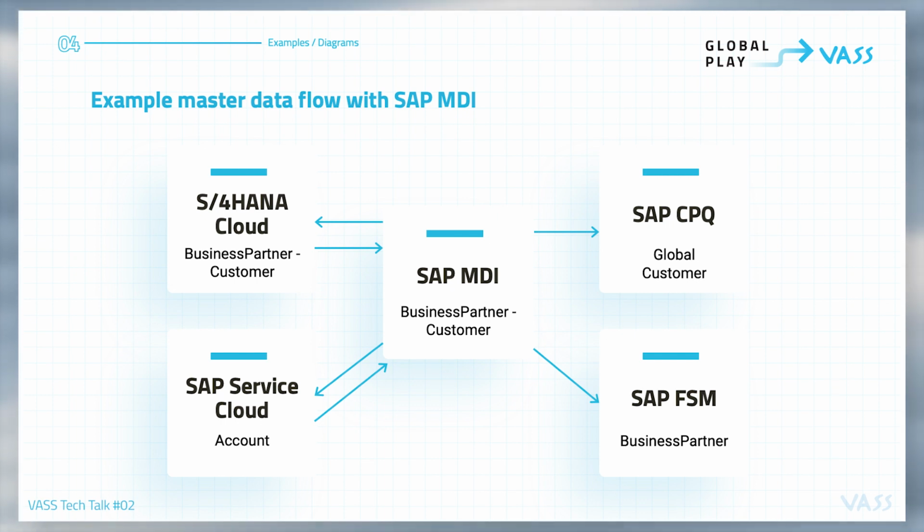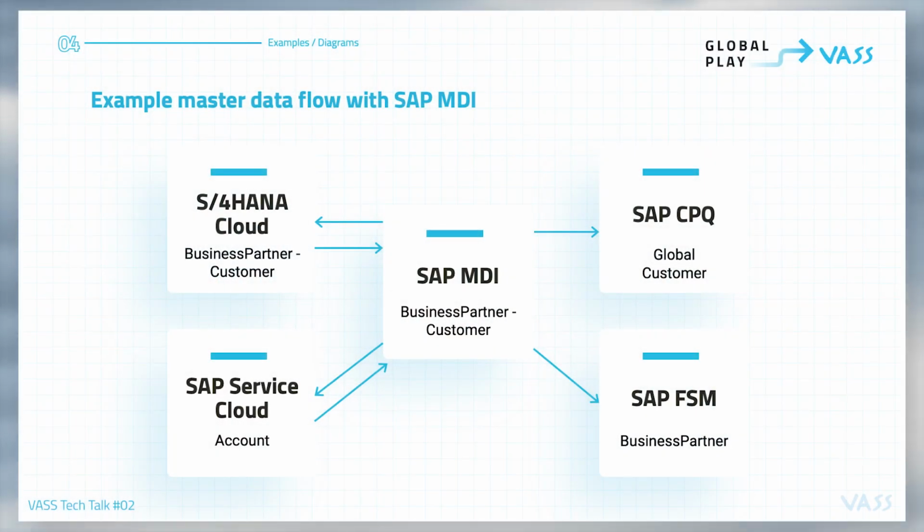We have here separated, on the right hand side, you can see the consuming clients. Here in this example, it's CQP and FSM, which all have the same own data about business partners, be it global customers or regular business partners. They are always consuming the data from master data integration, sitting in the middle. On the left-hand side, we do have the producing clients, and you can see by the arrows that it is also consuming, so producing and consuming data as we go.